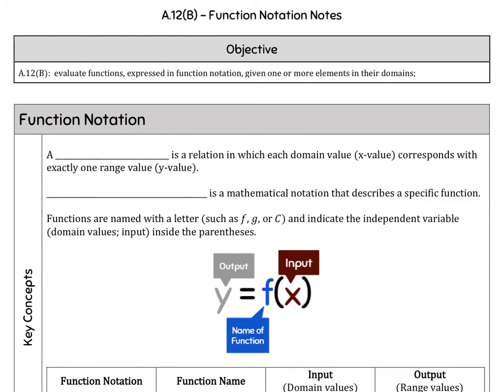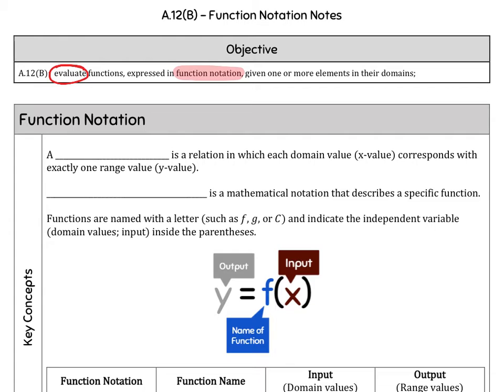In this new part of this lesson, it's called function notation. This is going to become really handy for you in the higher level maths you get to. Our objective of the day is to be able to evaluate functions expressed in function notation given one or more elements in their domains. Your important words here I want you to highlight are function notation. And then don't highlight it, but I want you to circle the word evaluate.